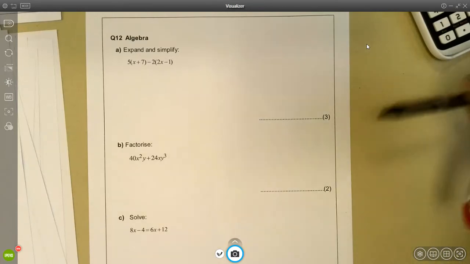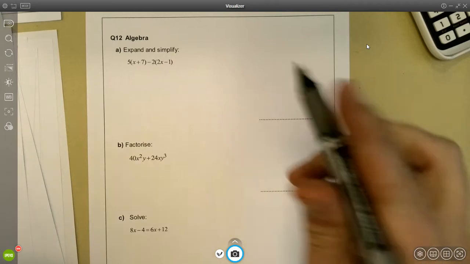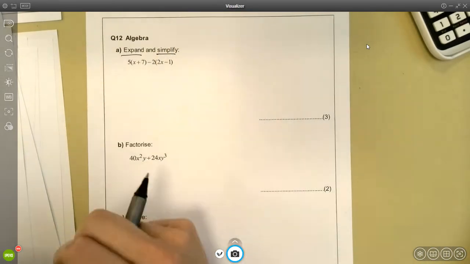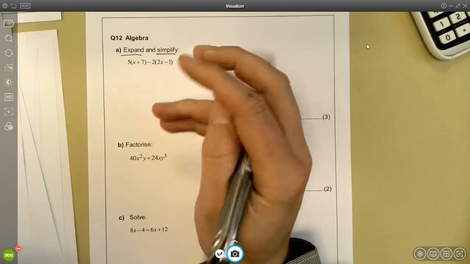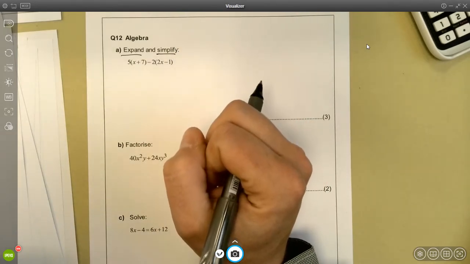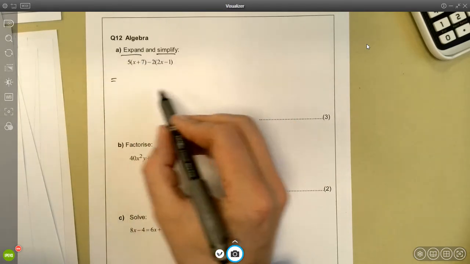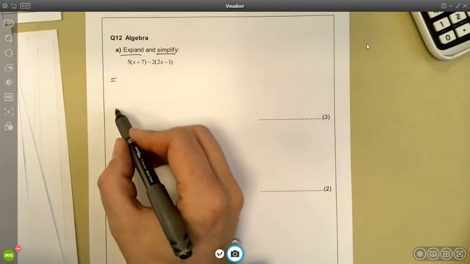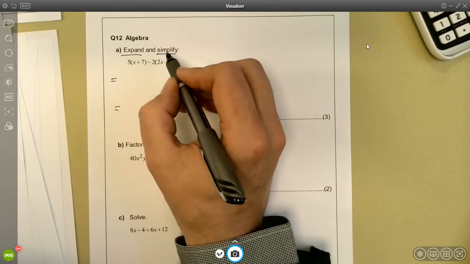All right, final question on this page, question 12. It's an expand and then simplify question. So you've got to expand these brackets out, and then there'll be some tidying up to do with the simplify part. So let's give ourselves a decent amount of space here. We're going to expand everything out, and then we're going to use another line to simplify it all. So there's two parts, expand and simplify.